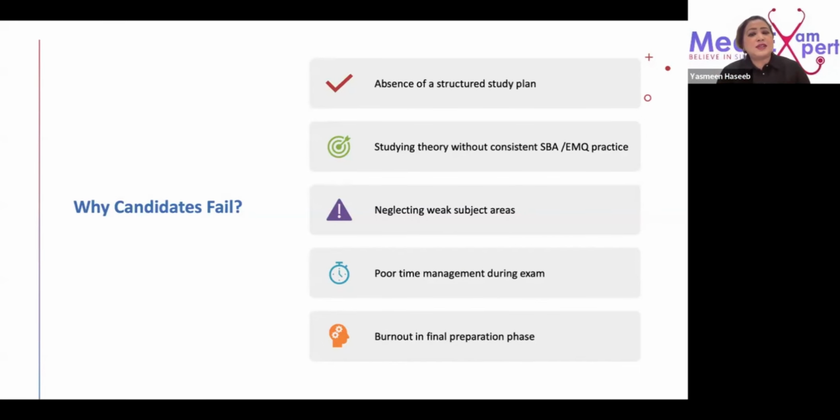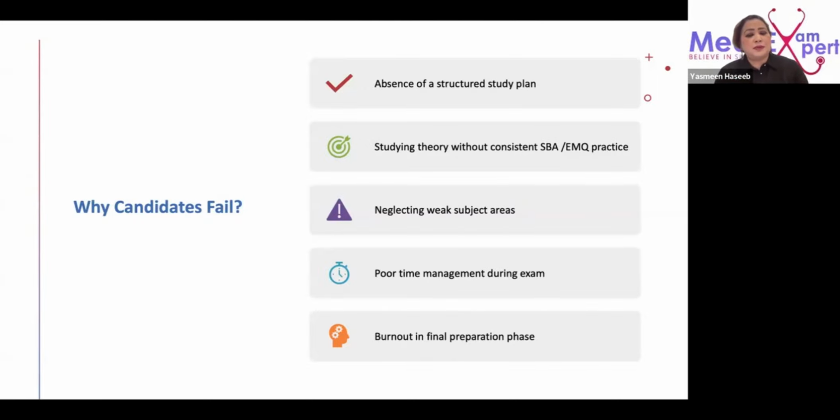Then comes studying the theory without consistent SBA and EMQ practice. Studying the theory is also not sufficient. So practicing the SBAs and EMQs is as important as studying the theory.